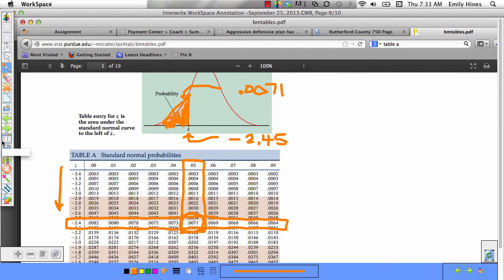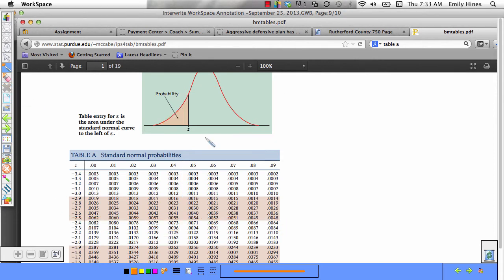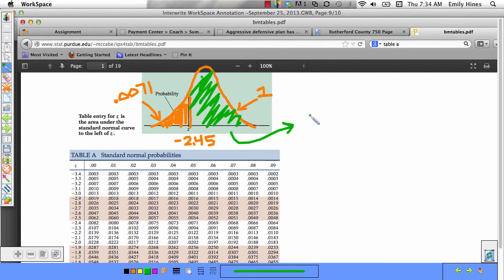If I wanted to use Table A to find proportions that are greater than a given z-score, I use my knowledge of a density curve. I know that the area under this entire density curve is 1. And if we use the same z-score, negative 2.45, if I know the entire area is 1, and I know that this area is 0.0071, then to find this area, I just say 1 minus 0.0071, and that would give me my area there.